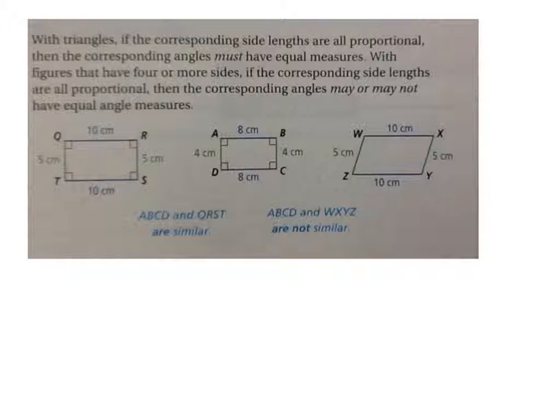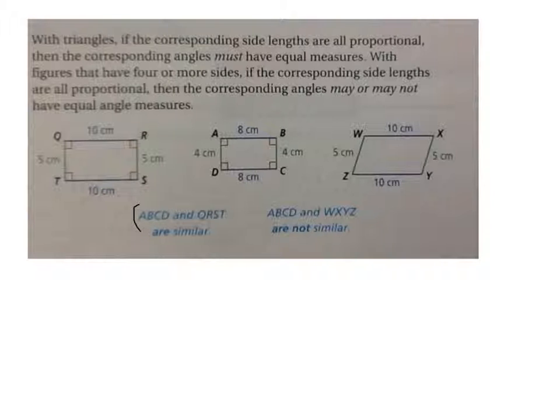It says with triangles, if the corresponding side lengths are all proportional, then the corresponding angles must have equal measures. With figures that have 4 or more sides, if the corresponding side lengths are all proportional, then the corresponding angles may or may not have equal measure. Okay, and let me show you why. I have 2 rectangles and then I have a parallelogram. We're going to see if they are proportional to each other.